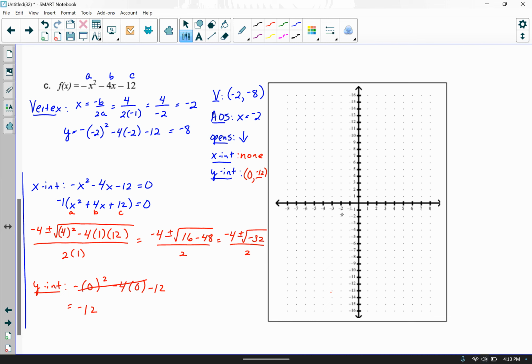All right, so now let's plot these pieces. I've got a vertex at negative 2, negative 8, and I have a y-intercept at negative 12. And that is all that I have, other than my axis of symmetry. We know that it opens down, so it looks something like this. I knew that it wasn't going to cross the x-axis, so I don't have any x-intercepts. And then there's my axis of symmetry at x equals negative 2.